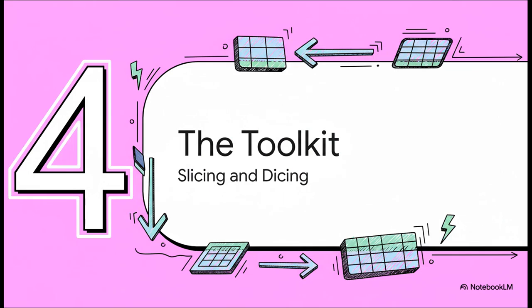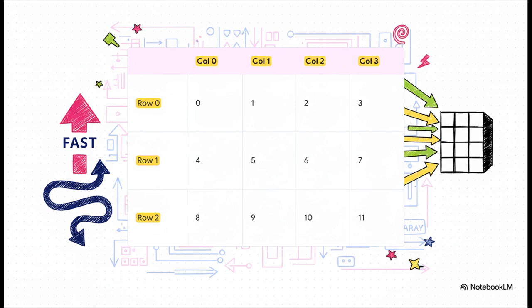All right, so we know it's fast, we know it's powerful, but how do we actually get the specific bits of data we want out of these arrays? Let's check out the toolkit. I want you to just think of this like a spreadsheet. Here, we've made an array with numbers from 0 to 11, and we've just shaped it into a grid with 3 rows and 4 columns. NumPy makes it super easy to pinpoint anything in this grid.